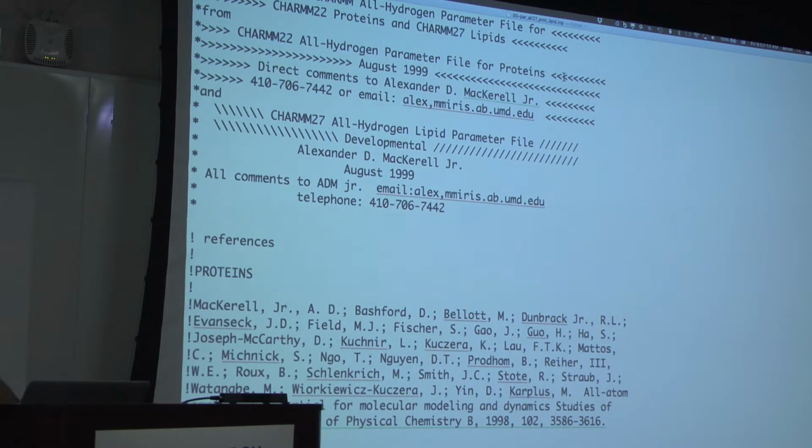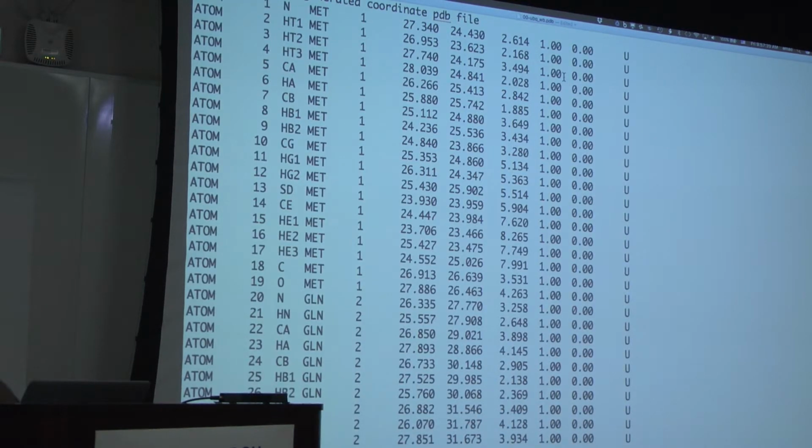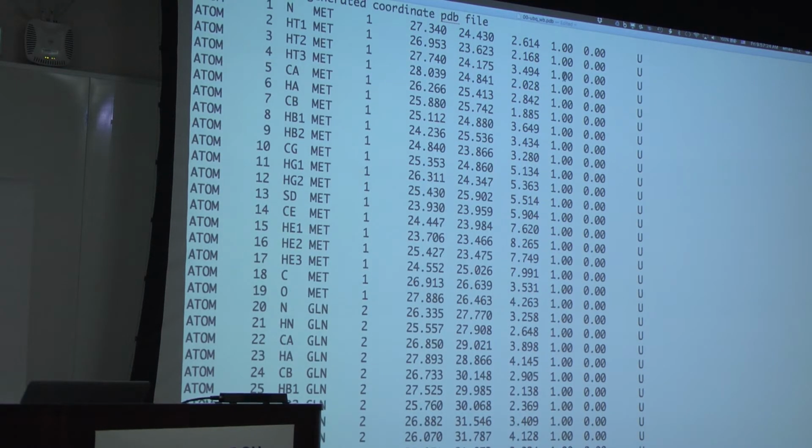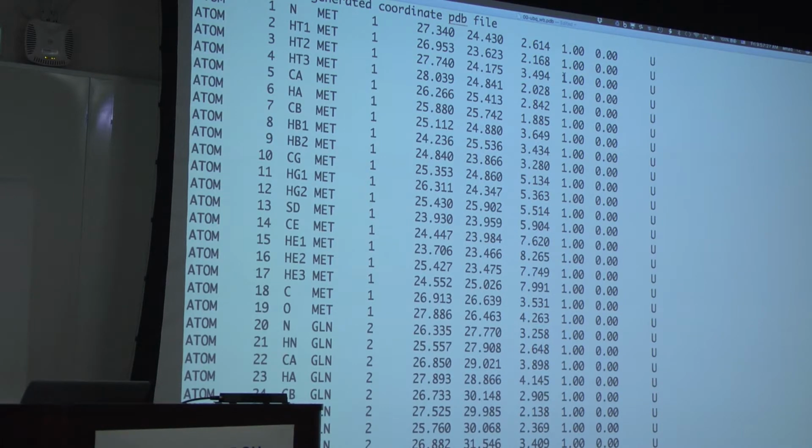All right, so this is a parameter file. So let's just start with the PDB, which is very simple. Most of you know it already. I can make it even bigger here. So the PDB is very simple, you know.